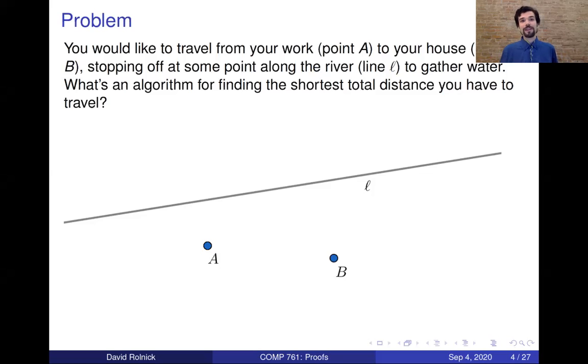The problem: you'd like to travel from your work, point A, to your house, point B, stopping off at some point along the river. And the river is just a line because we're in math land and everything's just simple. To gather water, you need to go somewhere to the river and then you need to go to point B. What's an algorithm for finding the shortest total distance you have to travel? Just let you think about that for a moment.